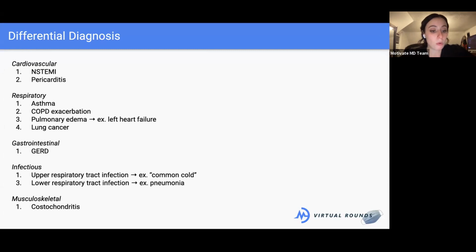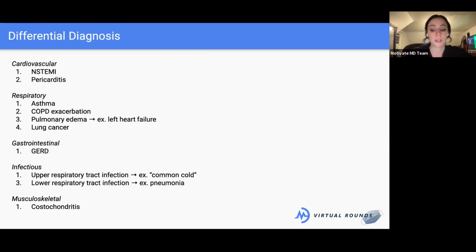Infectious wise, so two things we could think about are an upper and a lower respiratory tract infection. So upper respiratory tract could be like a common cold, especially since he said he was in contact with his grandkids who had a cold the past week, and then a lower respiratory tract infection like pneumonia. And finally, musculoskeletal, costochondritis. I have yet to see this in person. I think it's harder to diagnose because it's almost like a diagnosis of exclusion. And that's basically when the costal margins of your ribs are inflamed, and so they cause some chest wall pain.